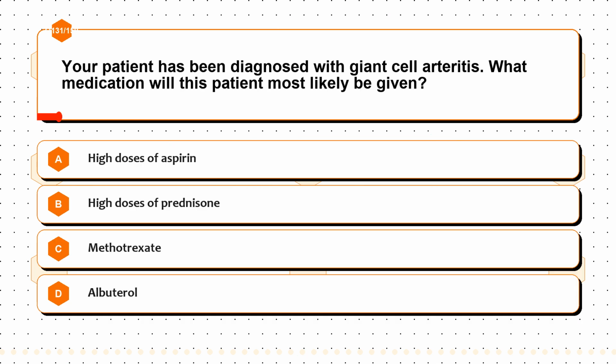Question 131. Your patient has been diagnosed with giant cell arteritis. What medication will this patient most likely be given? Here are the options. Option A, high doses of aspirin. Option B, high doses of prednisone. Option C, methotrexate. Option D, albuterol.